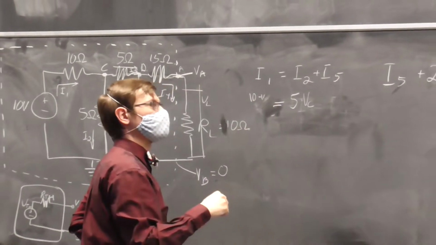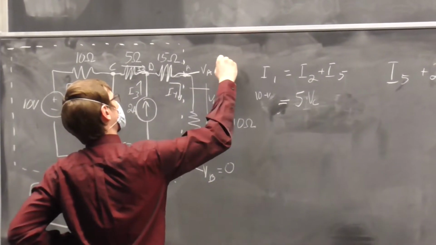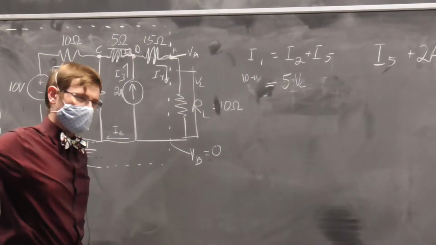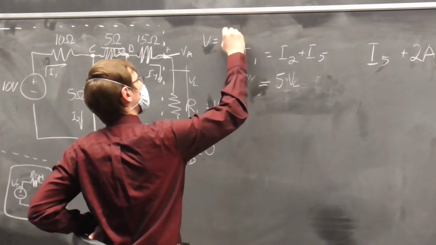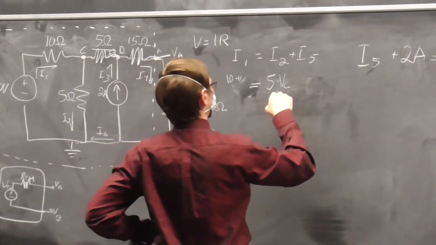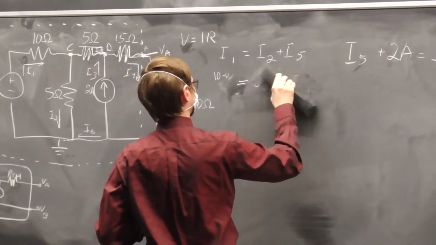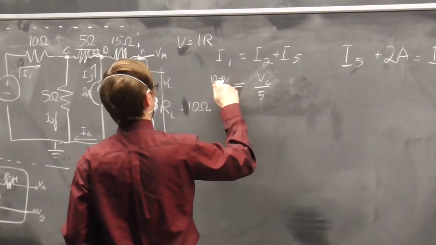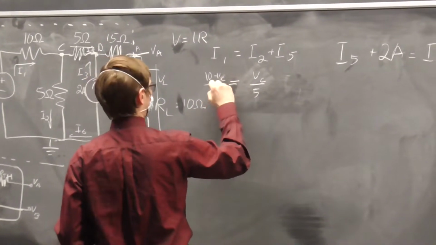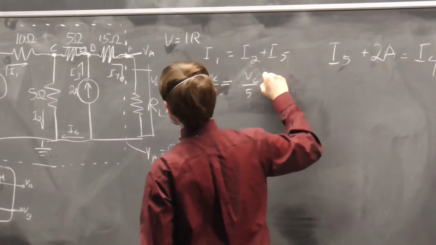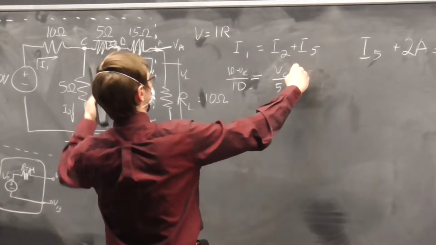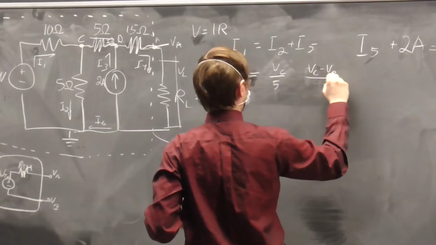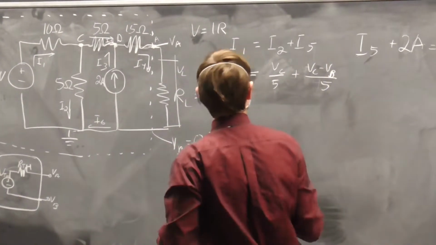Let me see. It's I equals, oh my gosh. Am I forgetting Ohm's law? V equals IR, thank you. So it's VC divided by 5. Voltage drop there divided by 10 ohms. This guy is VC minus VD over 5. There we go. Good.